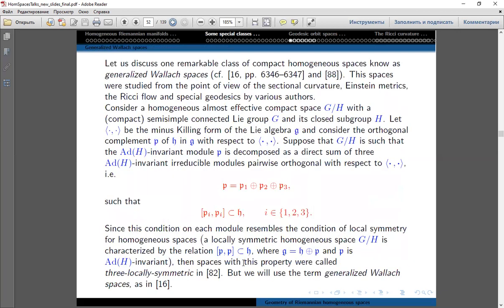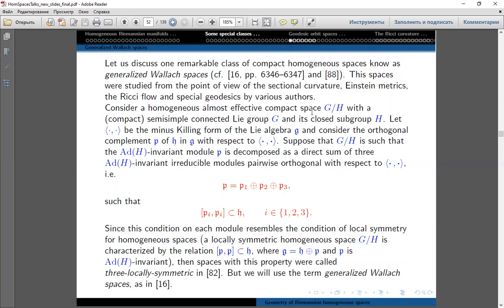And now let's discuss a remarkable class of compact homogeneous spaces, now known as the generalized Wallach spaces. These spaces were studied from the point of view of sectional curvature, Einstein metrics, and the Ricci flow, in geodesic orbit problems by various authors. And what about the definition?